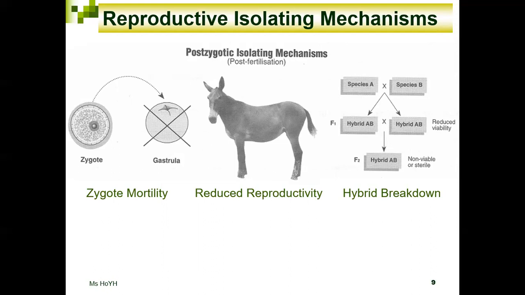The third one is called hybrid breakdown. Species A and species B cross to produce a hybrid AB. The offspring is produced, can survive and can reproduce. But in subsequent generations, the offspring become less and less vigorous, less and less fertile, and eventually become non-viable, meaning they cannot survive, and are also totally sterile. So this is called hybrid breakdown. When this occurs, species A and species B are different species because the offspring is not vigorous and fertile. Okay, so these are examples of postzygotic isolating mechanisms causing two organisms to be considered different species.